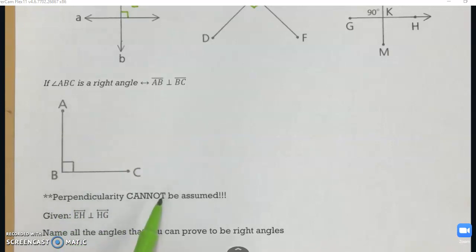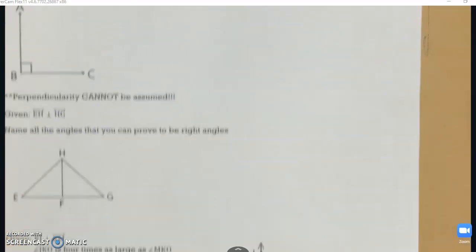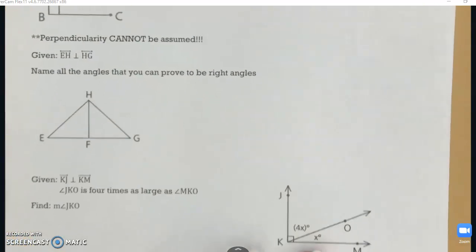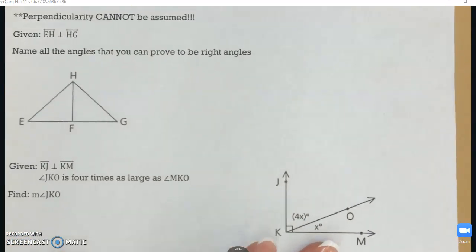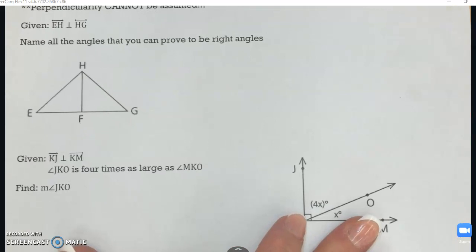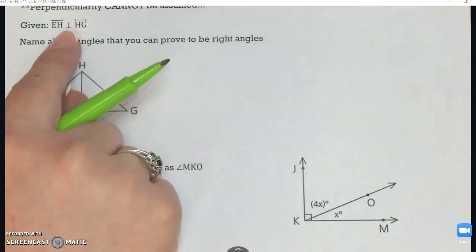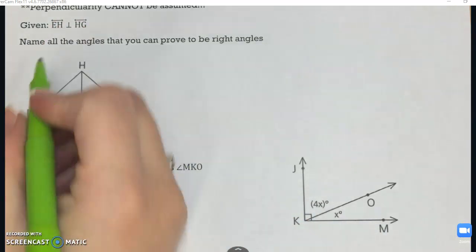And perpendicularity cannot be assumed. Just like we can't assume right angles, we cannot assume that segments, lines, rays are perpendicular. So let's look at how we can use that in some problems, what you might see on your homework, a test, etc. On this first one, we're told that line EH is perpendicular to line HG.